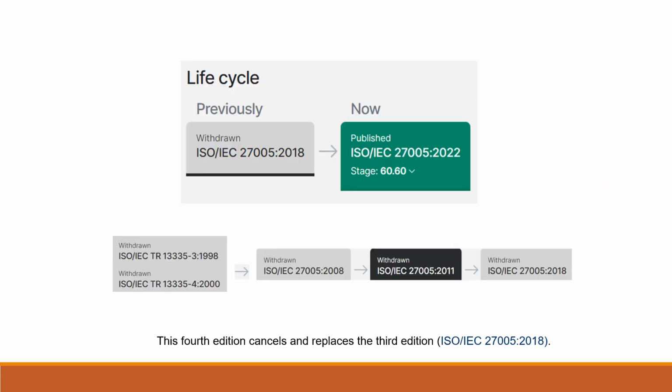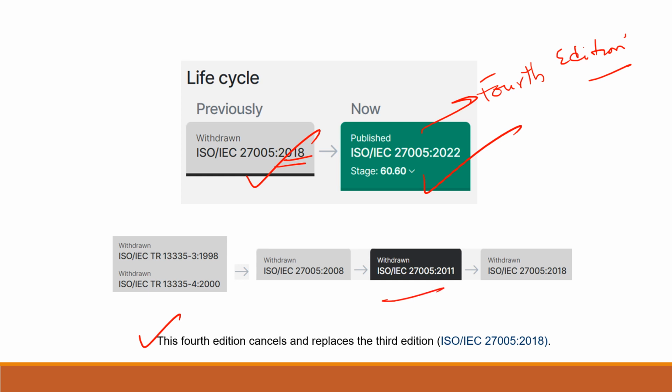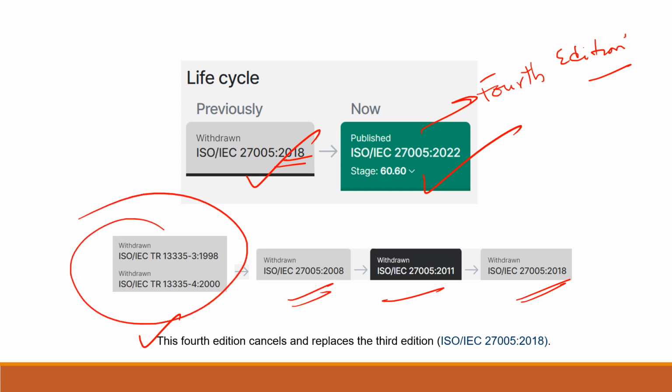Okay, this is just to highlight the life cycle. If you see, this is the fourth edition. If I look at 27005, this is the fourth edition. These standards have been getting revised. The previous release, 27005:2018, got revised and has now been withdrawn. Before that it was 2011, then 2008, and before that we had the first, second, third editions, and this is the fourth edition, which replaces the previous one.